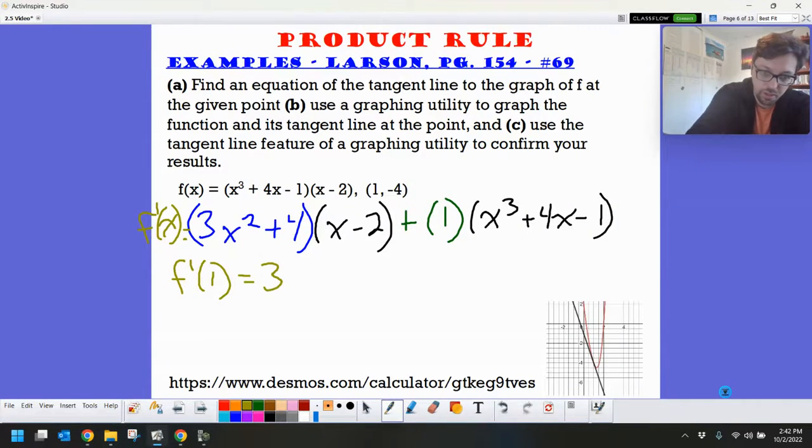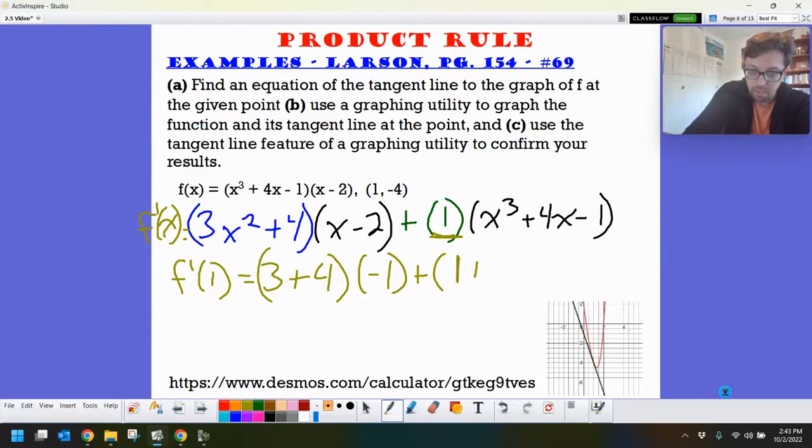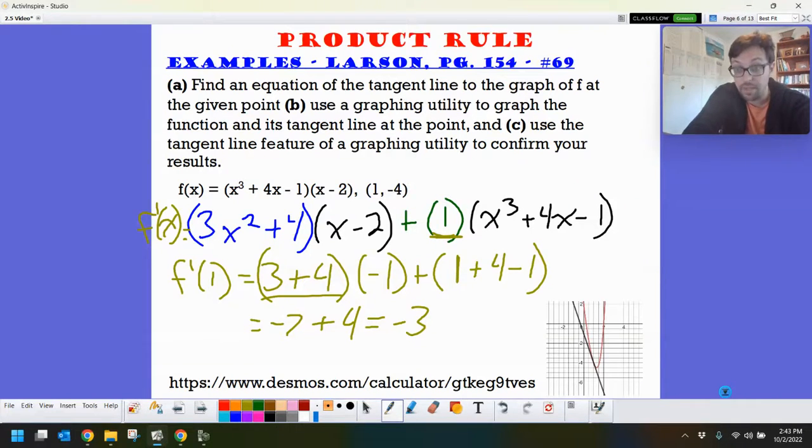So that is 3 times 1 squared. I'm just going to write a 1. Well, I'm not even going to write that because it's just a 3. So it's 3 plus 4. And then 1 minus 2, that's going to be a negative 1. This one isn't doing anything, so I'm just going to leave that alone. 1 cubed is 1 plus 4 minus 1. So this is 7 times negative 1, which is negative 7, plus 4, which is negative 3. So the slope of my tangent line at 1 is negative 3.